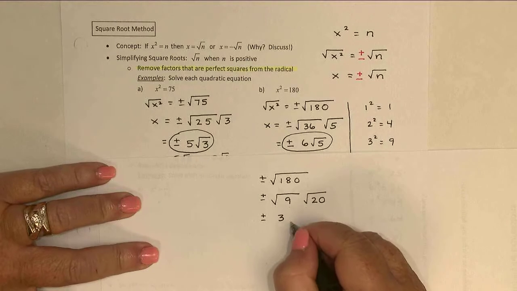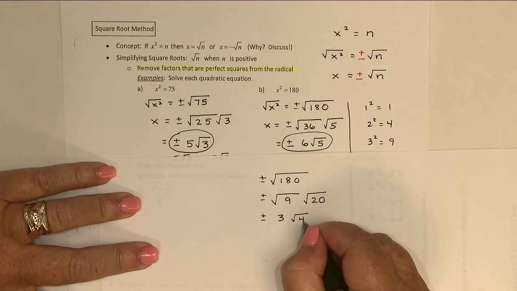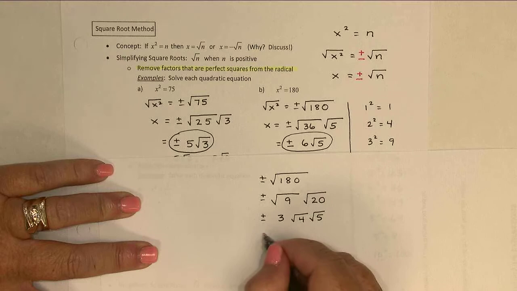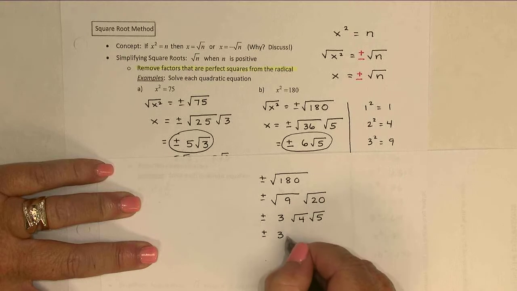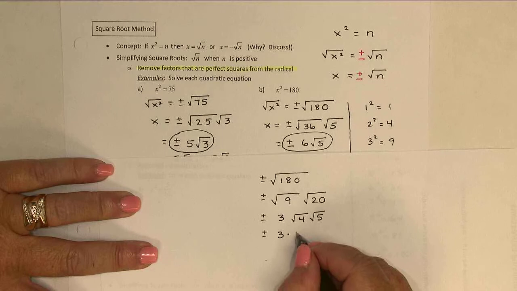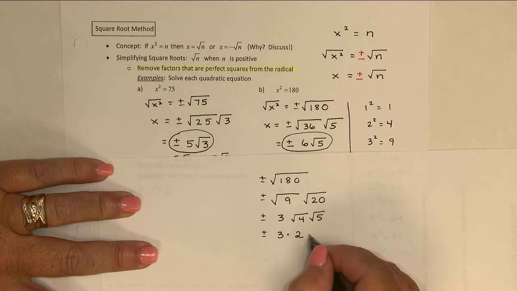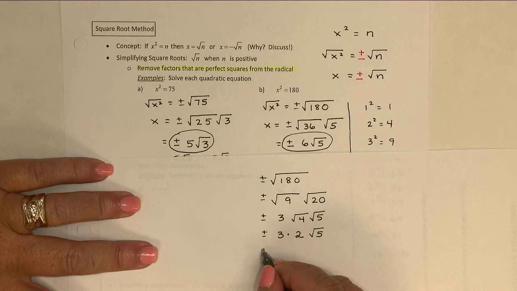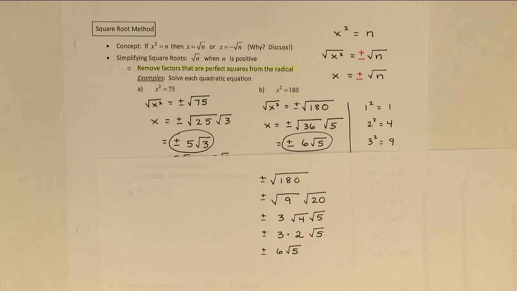So I'd have to break it down again. Square root of 4, square root of 5. So I have plus or minus 3 times. Now the square root of 4 is 2 times the square root of 5. And so notice I do end up with exactly the same final answer. 3 times 2 would give me the 6 square root 5. It just took me a little bit longer to get there.